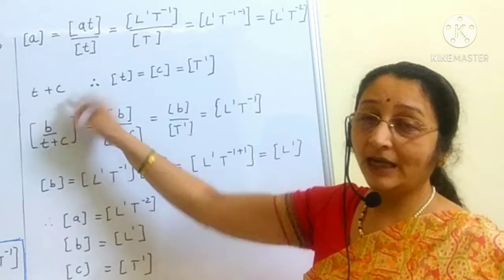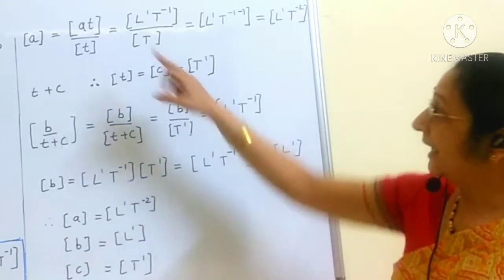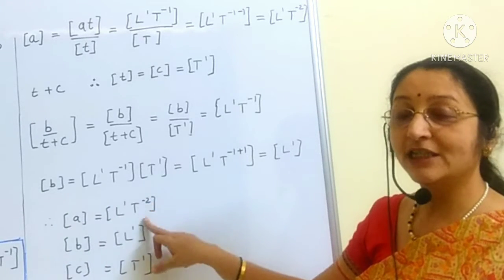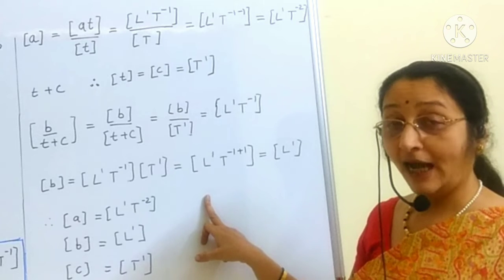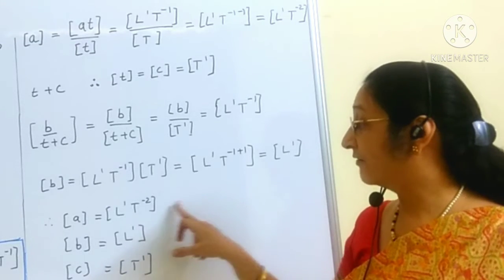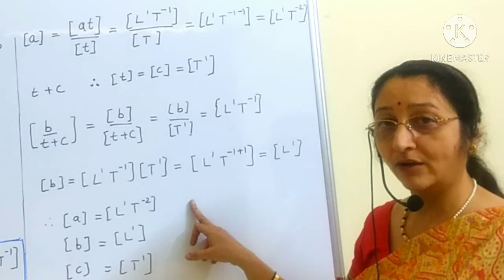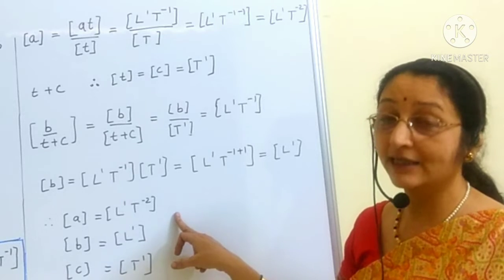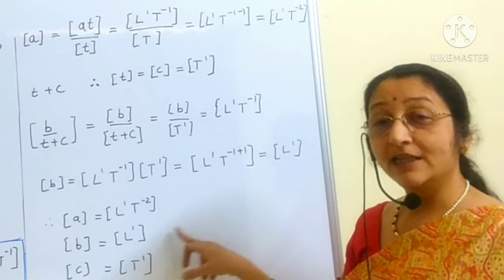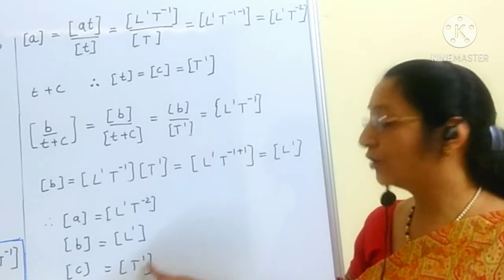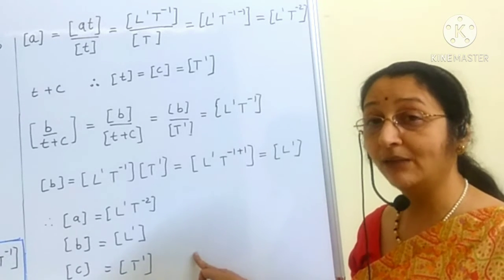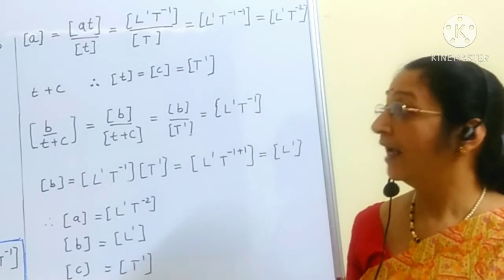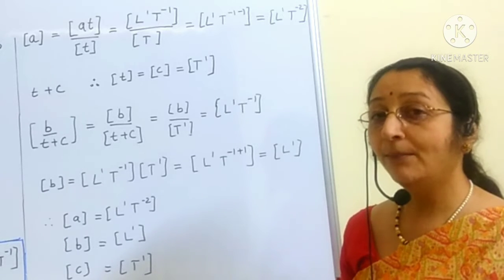This C is the time, and A is the acceleration. So, the dimension of A is L to the power 1, T to the power minus 2, and the unit is meters per second square, which is the unit for acceleration. The dimension for B is L to the power 1, that is the unit is meters. The dimension for C is T to the power 1, that is the dimension for time, and the unit will be seconds. So in this way we have found the dimensional formulas for A, B and C.